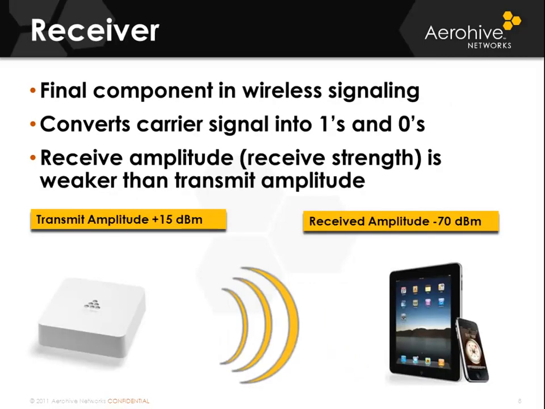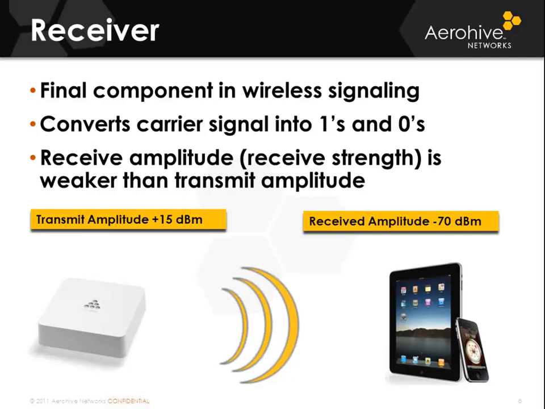The receiver is the final component in wireless signaling. The receiver is the radio that takes the information out of the air. It converts the carrier signal into a series of ones and zeros, and the receive amplitude, or the receive strength, is always going to be weaker than the transmit amplitude.